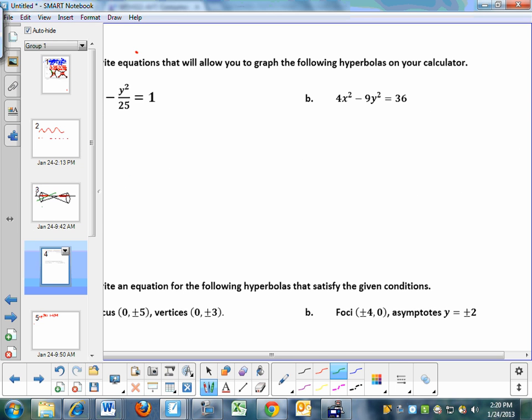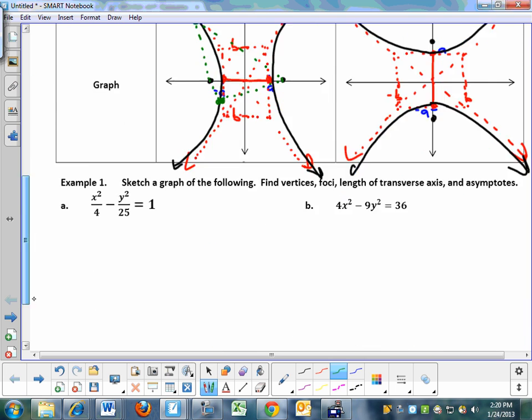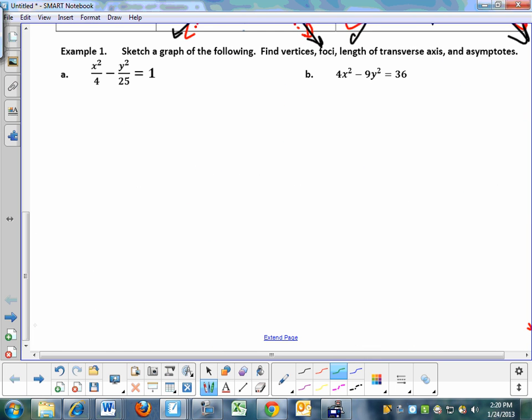Let's do something fun. Here we go. All right, let's try this. Sketch a graph of the following. Find vertices, foci, length of transverse axis, and asymptotes. We can do it. First, we start off with this. Where is this thing centered? 0, 0.